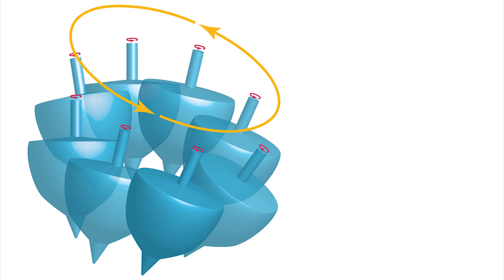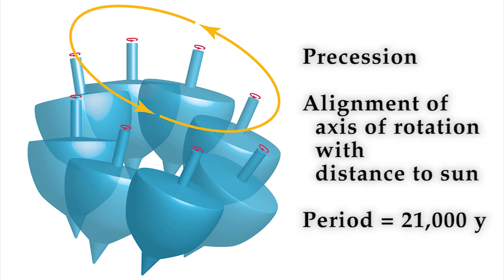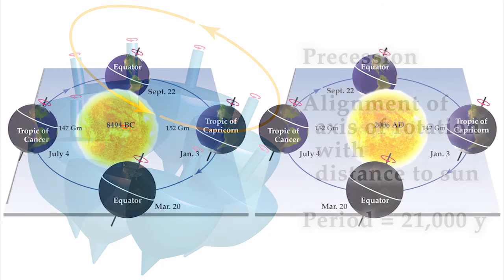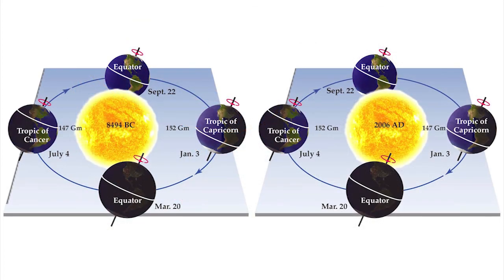Earth, however, behaves like a wobbling top, and the alignment of the axis of Earth's diurnal rotation with distance from the Sun oscillates with an average period of 21,000 years. That is, 10,500 years ago, Earth was closest to the Sun on July 4th, when the Northern Hemisphere was tilted toward the Sun, and furthest from the Sun on January 3rd, when the Northern Hemisphere was tilted away.